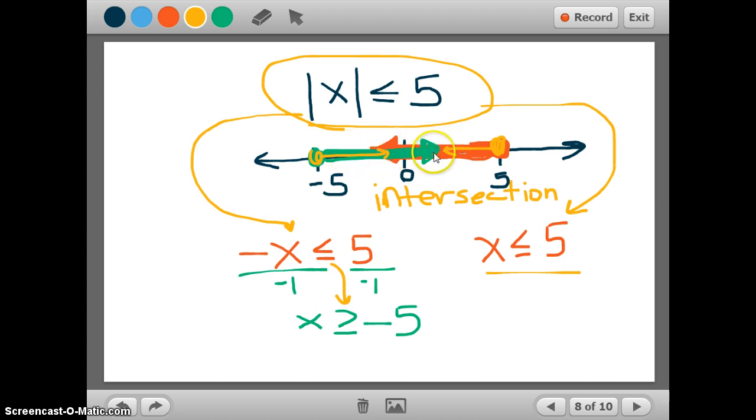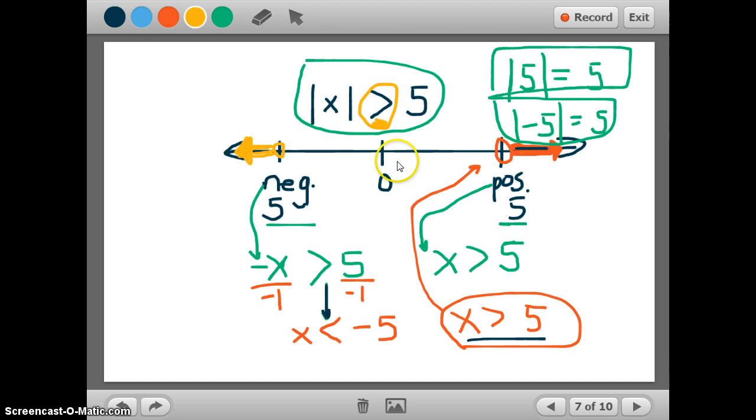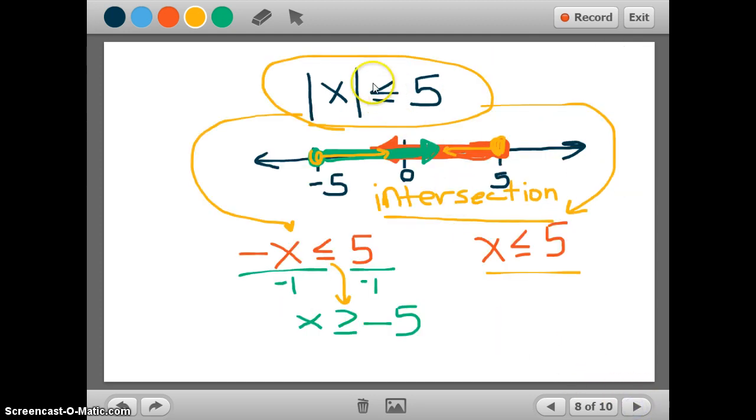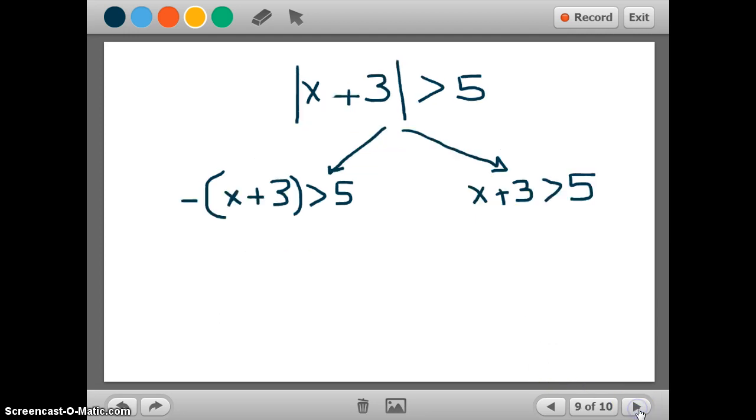So notice that these two answers intersect each other. That's why we call this an intersection. If we look back at the previous one, this is called a union because you have to union the answers together because they go in opposite directions of each other. So this would be a union. And then we're going to talk about the sign. Notice this symbol is greater than, and when you have intersection, it's less than. So we have to think about those things as well.